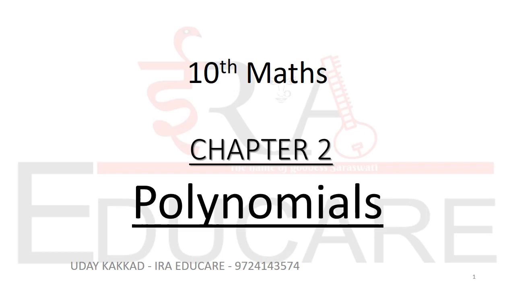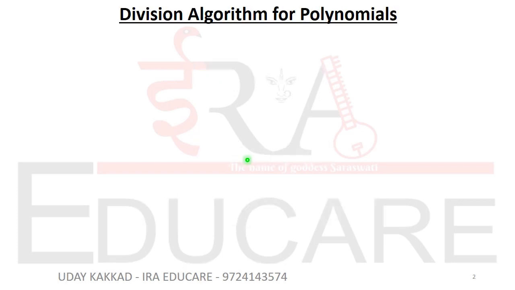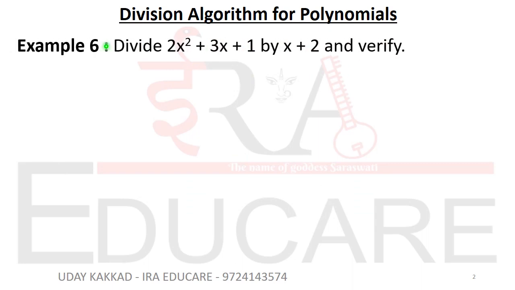Today I am going to start the last topic of chapter number 2, Polynomials, of standard 10 maths. Our topic is the division algorithm for polynomials. So it looks like a traditional division, right? So we start with example number 6. Divide 2x square plus 3x plus 1 by x plus 2 and verify.